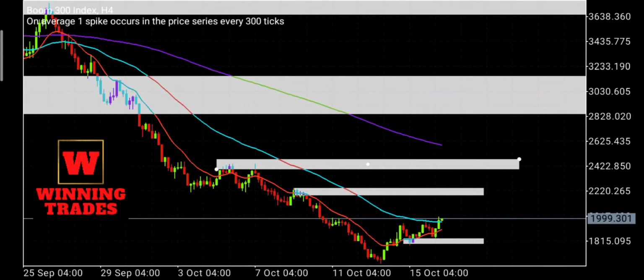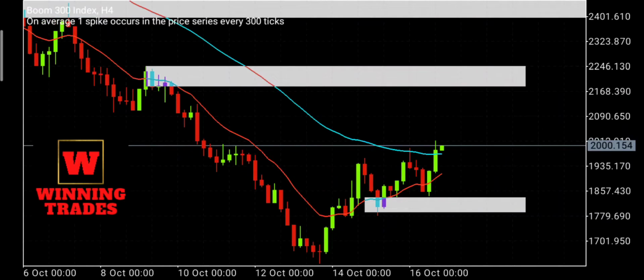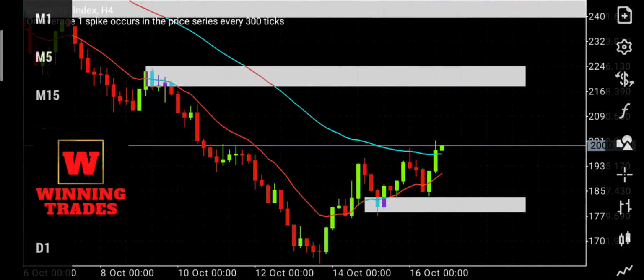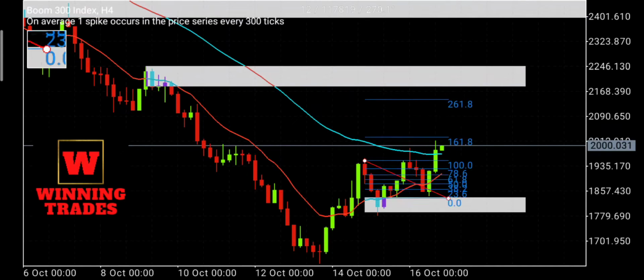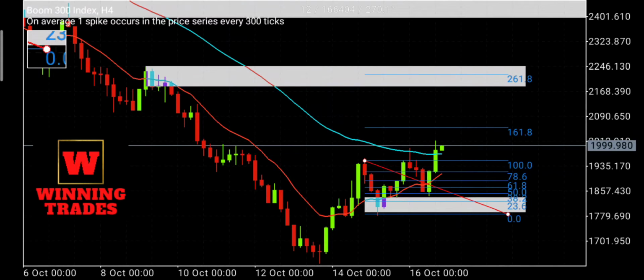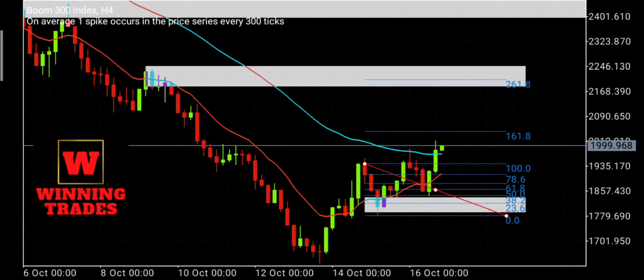Now if you look also at H4, if we bring out our Fibonacci tool, you can see that price did this. You see that this is our Fib. Price is yet to hit the first Fibonacci extension.